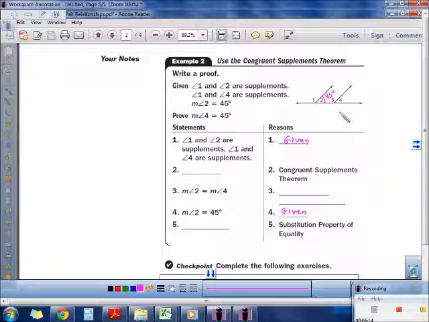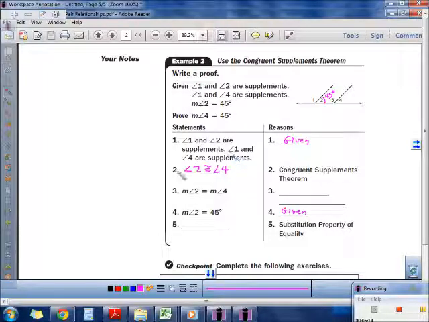Now we're trying to prove that 4 is 45. So we're going to walk through our proof and show step by step how it logically works out. First thing, it says use the congruent supplements theorem. Well, congruent supplements say if 1 and 2 are supplements and 1 and 4 are supplements, then what pieces are the same out of these? 2 and 4 are congruent to each other. Sorry, they're both supplementary to 1, so they're congruent to each other.